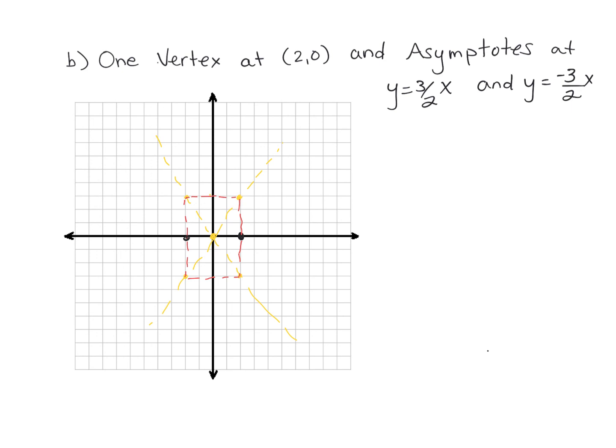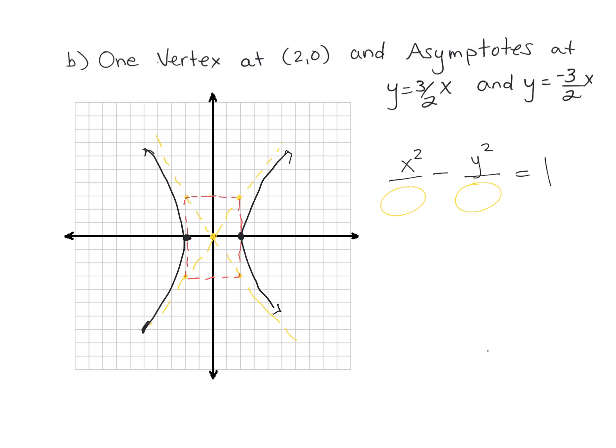So it appears that our second vertex is at (-2, 0). Now vertices are on the transverse axis, so these are going to open in an x direction on the x-axis, which means our x squared is going to be first. And since our center is at (0, 0), we don't need to translate it. So we only need to find these values here to find the standard form.